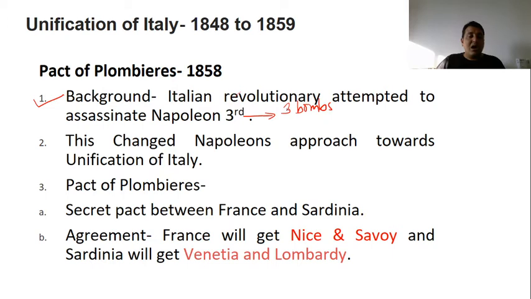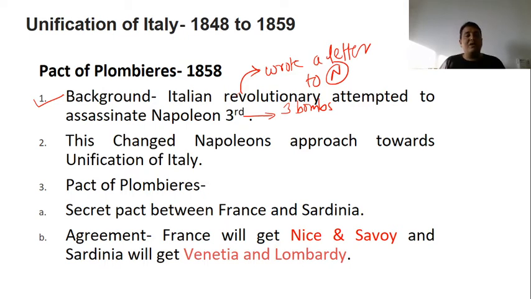Clear? After that, it changed Napoleon's attitude towards the unification of Italy. And how is it so? Because this revolutionary person wrote a letter to Napoleon, and in that letter he presented his case. He said why he threw the bomb, why he wants France's support, because he clearly mentioned that without your support our dream is not going to be fulfilled. Clear? So we required your help.